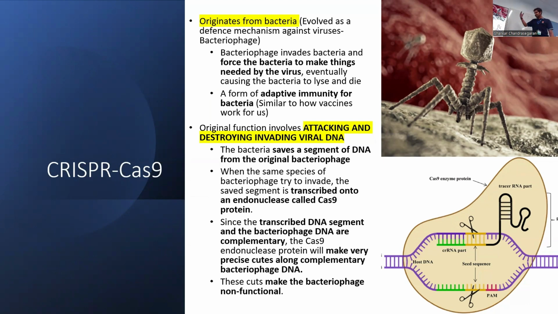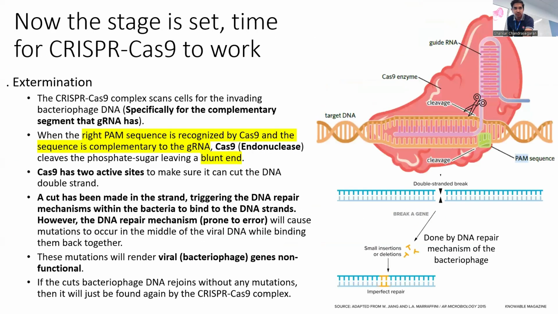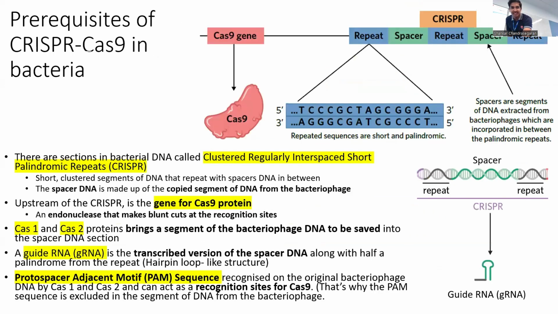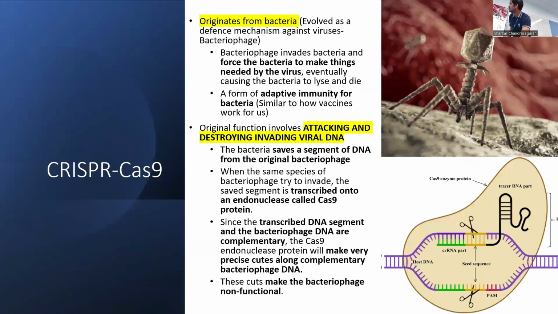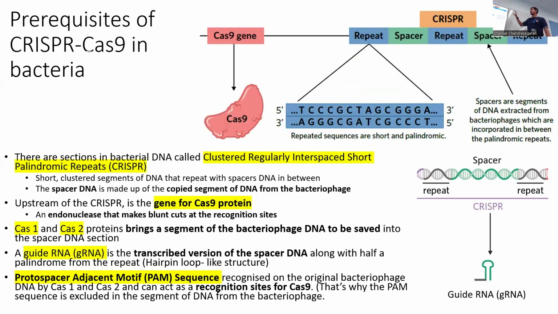So how it works, it all starts with the bacteria saving a segment of DNA from the original bacteriophage. Okay, before I even talk about that, this will come later on. I'm just going to talk about the prerequisites for CRISPR-Cas9. What do you need to be able to carry out the function of CRISPR-Cas9?